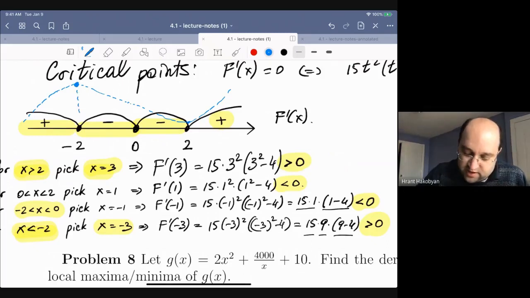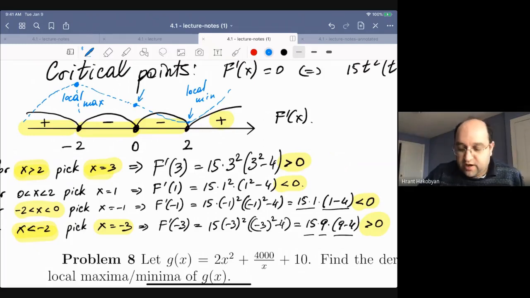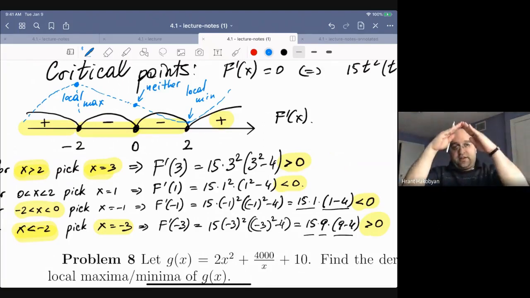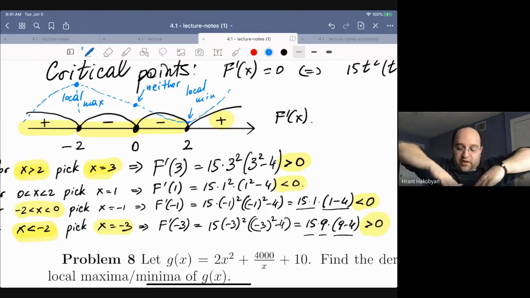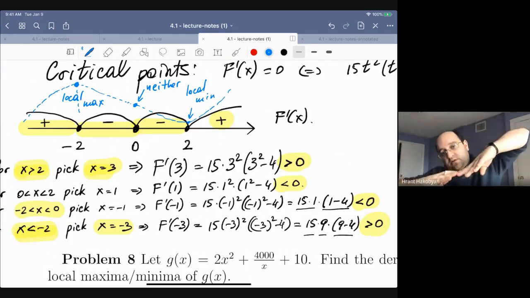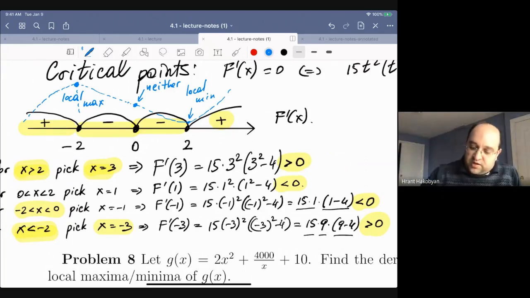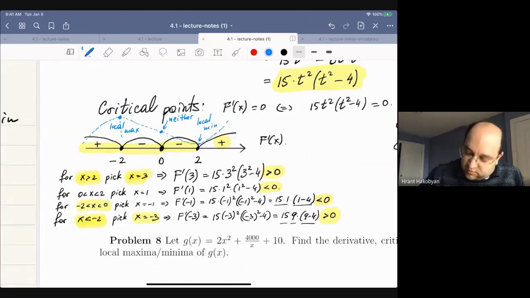Well, that means I have a maximum there, so a local maximum. Here I have a local minimum. And what do I have here? Here I have neither, right? Because it doesn't look like a mountain top nor a valley. It's increasing all the time. So it's neither a local maximum nor a local minimum.